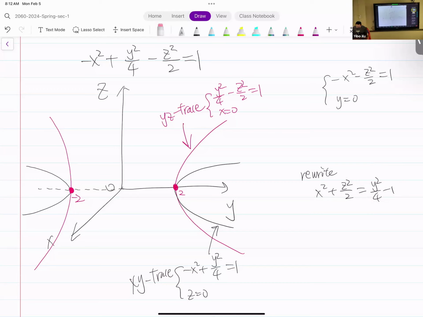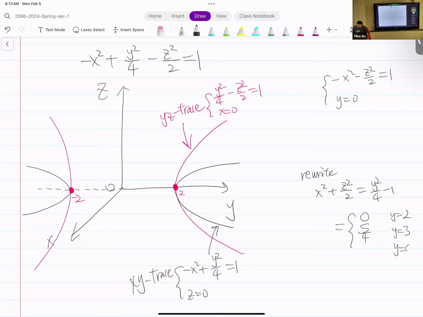So basically, this is saying, okay, when y is 2, the right hand side is 0. So that's exactly the red dots, right? When y is 3, the right hand side is 9 over 4 minus 1. That's 5 over 4. Okay, so that's a legal ellipse, right?